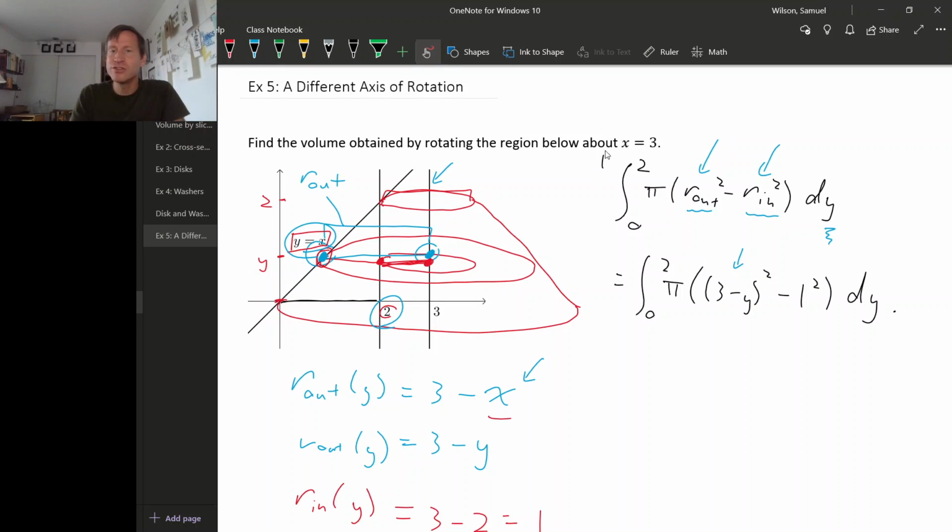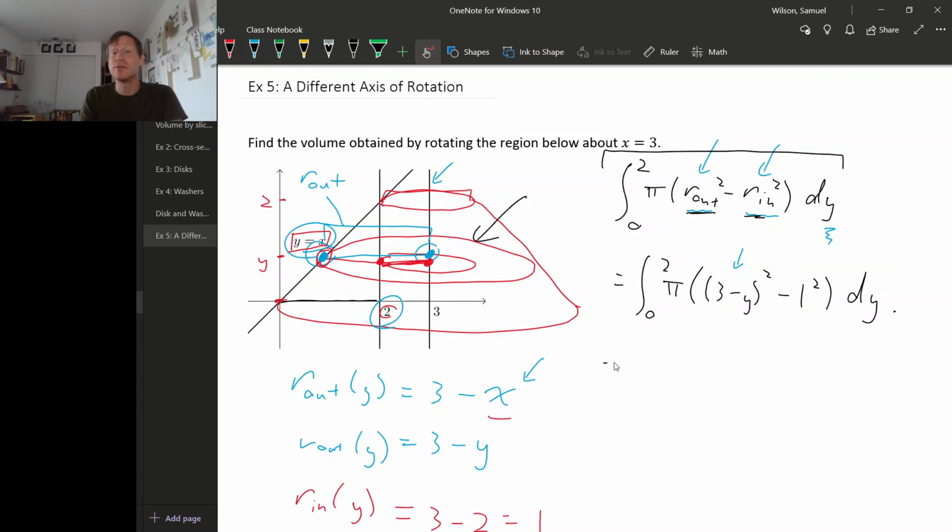But, as long as you're keeping in mind the geometric version of this formula for washers, where you have the area of the big circle minus the area of the small circle, and as long as you keep in mind how those radii appear on the graph, you won't get confused.